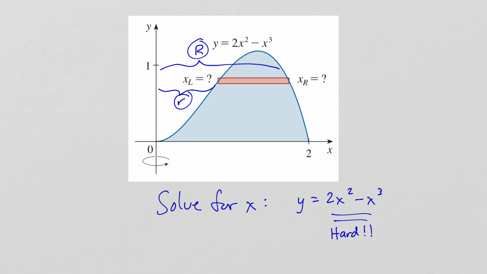What if we drew the rectangle this way instead of drawing it horizontally? How would that be different when we rotate that around the y-axis? So this brings up the method of cylindrical shells. So we're going to come back to this problem as our first example. But first, let's talk about the fundamentals of finding a volume using cylindrical shells.